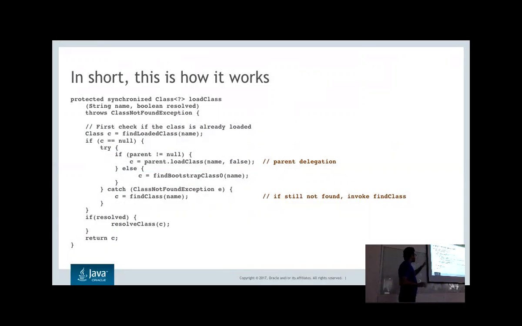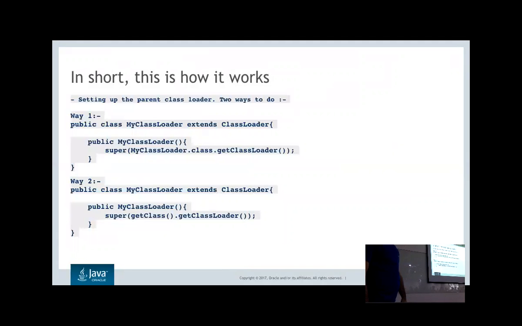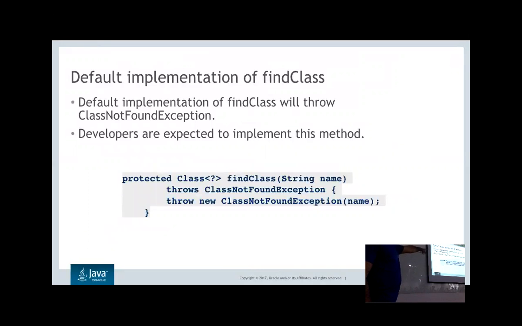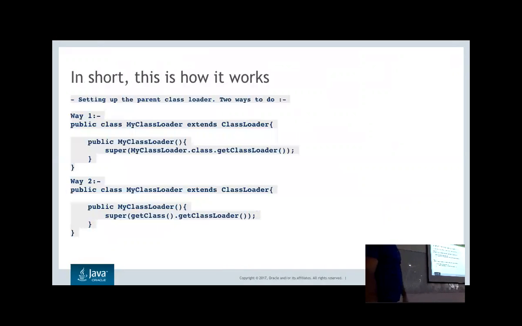So the default implementation of find class is again to throw a class not found exception. But you can override it. If you are not getting a class, what you do is your decision. So most applications will also override find class with their own implementation. But by default, the find class implementation just throws a class not found exception. This is how find class looks like, the default implementation in the JDK. It will just throw a new class not found exception, right? But you can override this method.